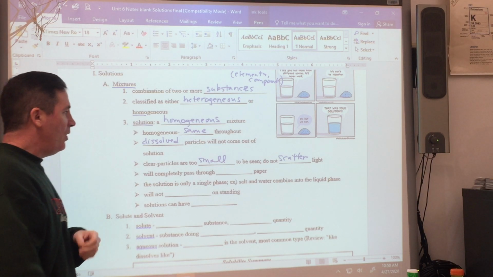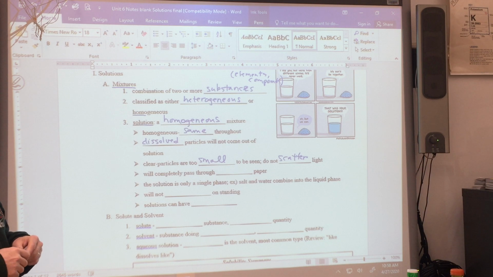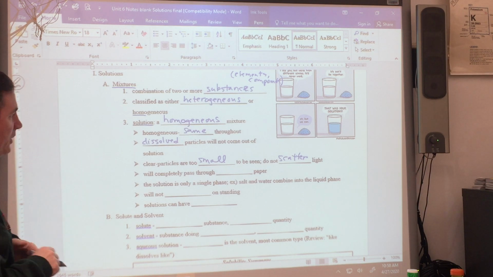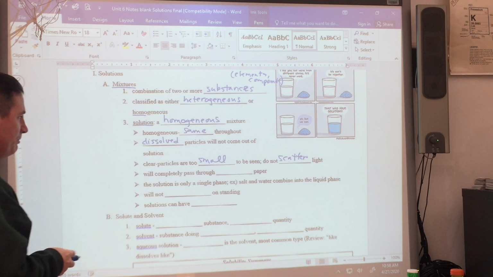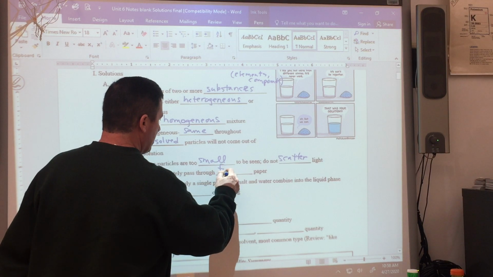And because of that, milk is considered what's called a colloid. So it's a different class and we don't really have to worry about it, but I'm just giving you an example. Okay, solutions will completely pass through filter paper.